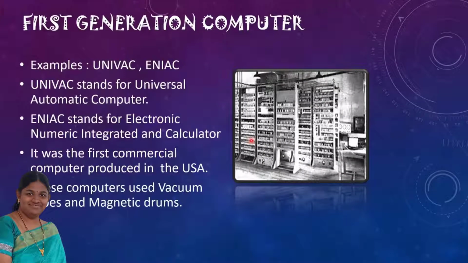The examples of first generation computers are UNIVAC and ENIAC. UNIVAC stands for Universal Automatic Computer, whereas ENIAC stands for Electronic Numerical Integrator and Calculator. And the technology used in first generation computers is vacuum tubes and magnetic drums.